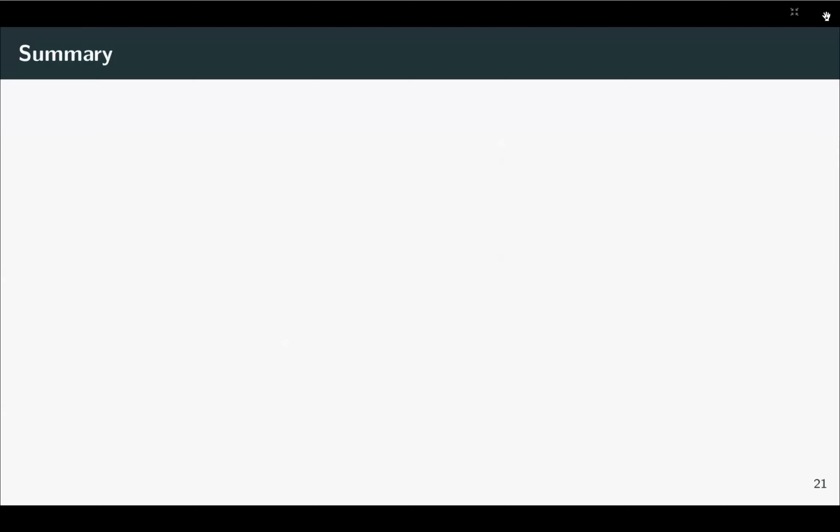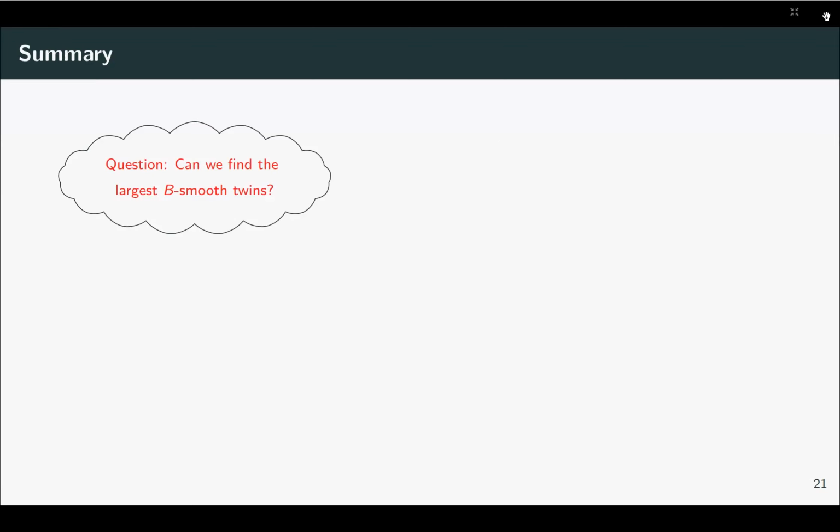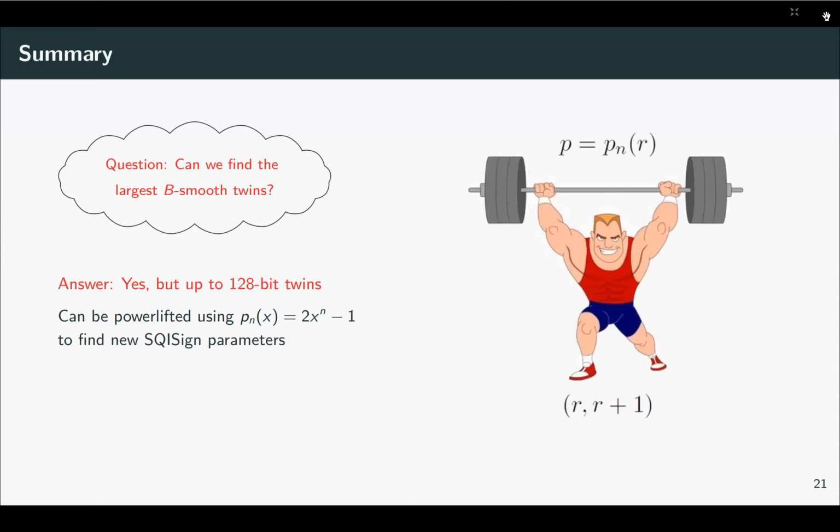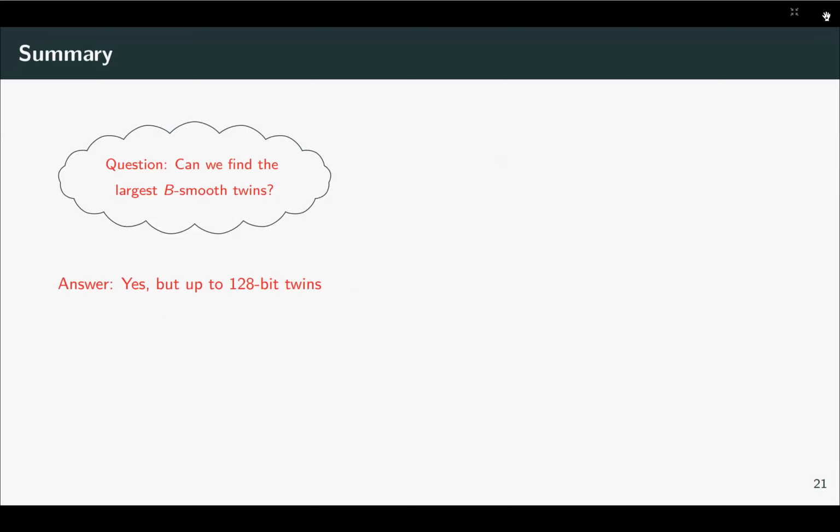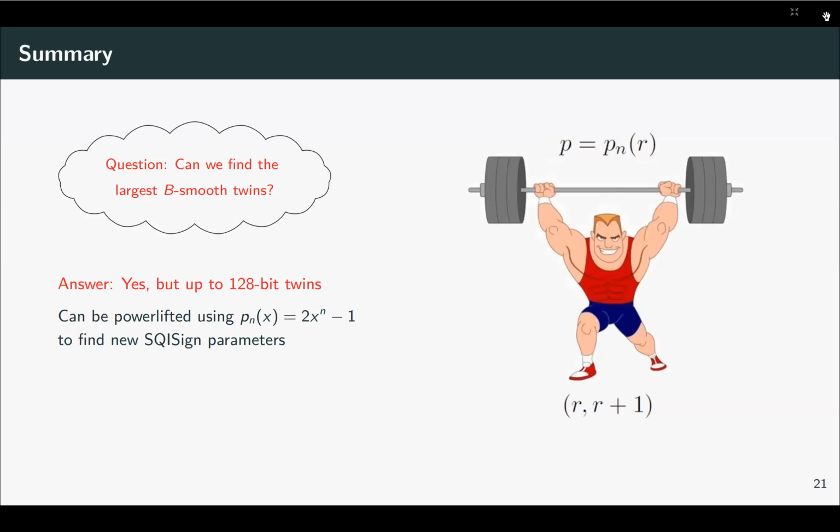So to summarize, I want to take us back to the start where I proposed this question that we wanted to try and answer. Can we find the largest Beechman twins? And in some sense, yes, we did answer this question, but we can only really go up to 120 bits, which is not suitable for cryptography on its own. But what we can do is find CSIDH parameters from this by boosting. And we need to find the first parameter sets that target the highest security levels. These are 384-bit parameters.